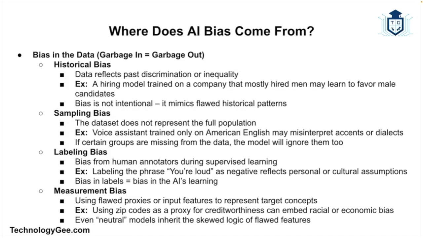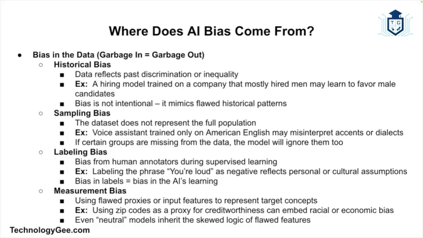Now that we've seen how bias can show up in real systems, let's unpack the key sources of bias in AI. They generally fall into two broad categories: bias in data, and bias in models and development processes. Let's go ahead and dig a little deeper into both. We're going to start with bias in data.